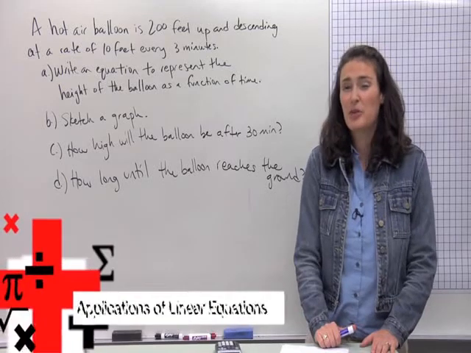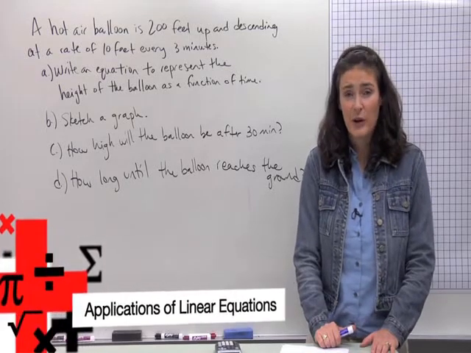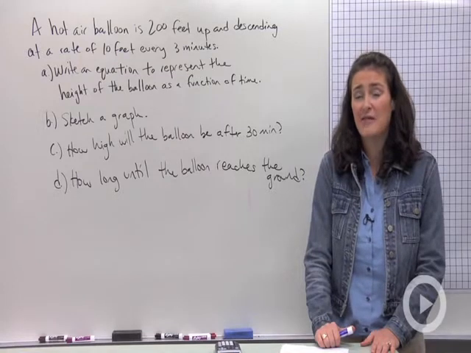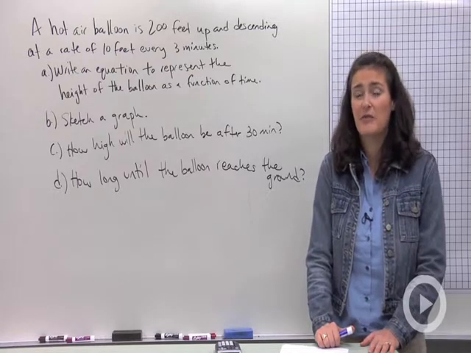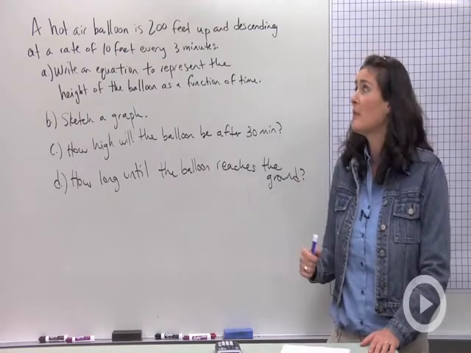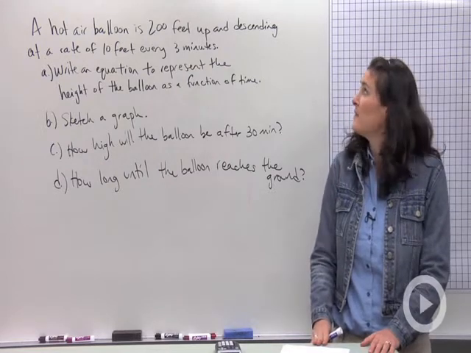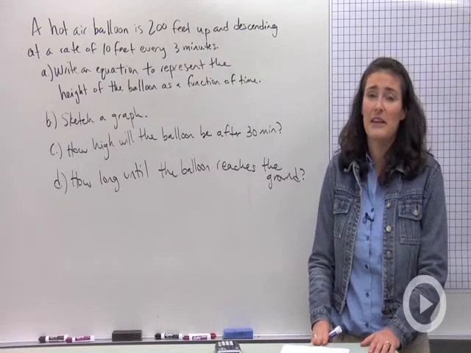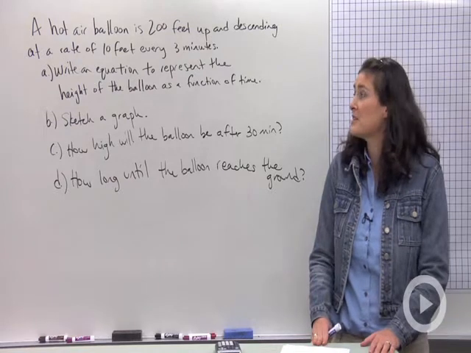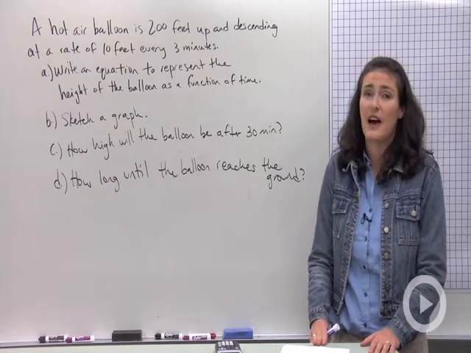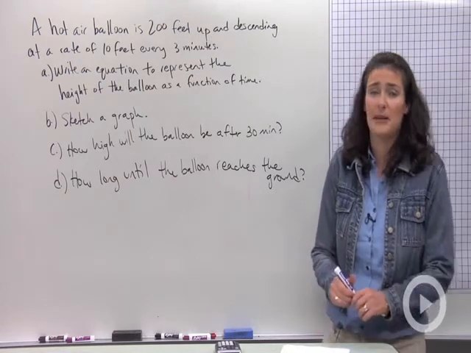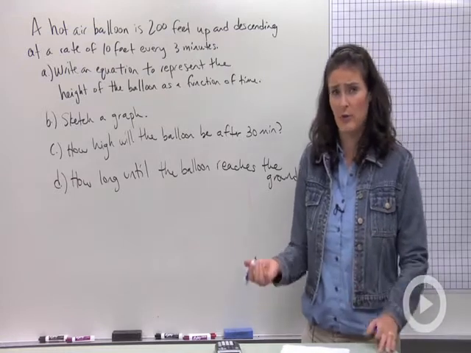This is a kind of tricky word problem that has to do with a linear equation because not only do you have a negative slope, but you also have a fractional slope. Here's what I mean. A hot air balloon is 200 feet up and descending at a rate of 10 feet every 3 minutes. Write an equation to represent the height of the balloon as a function of time. Let's do that piece first before we move on.